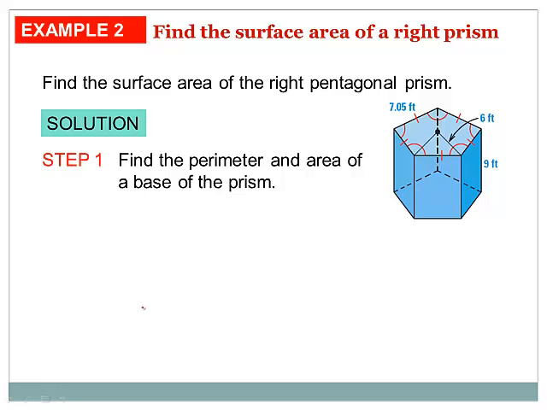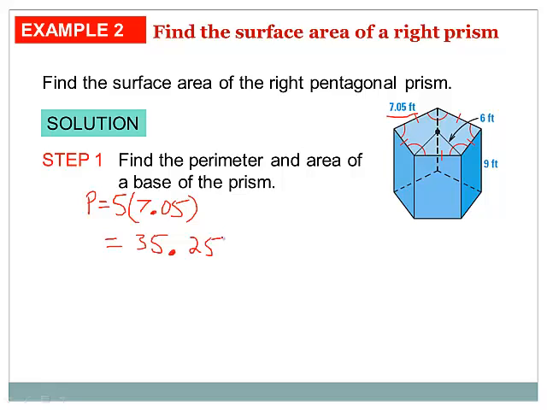If we were to find the perimeter, P is equal to the number of sides. I have a pentagonal prism, so I have 5 sides multiplied by the side length, and my side length here is 7.05. When I multiply these together, I should get 35.25, and that is going to be my perimeter. So now that I found my perimeter, I can find the area.